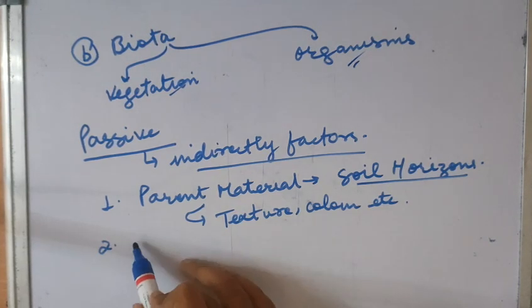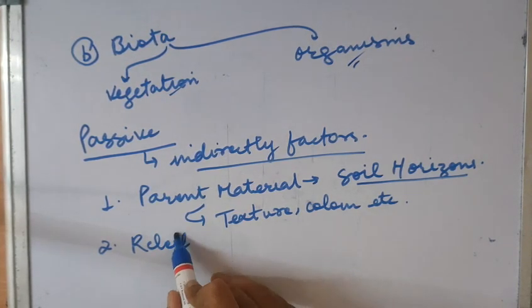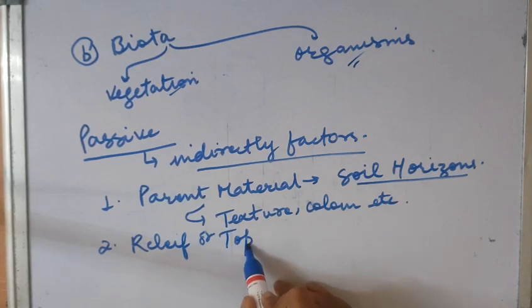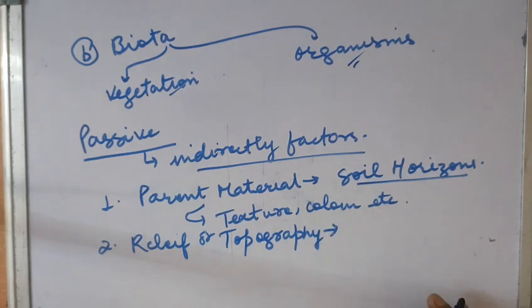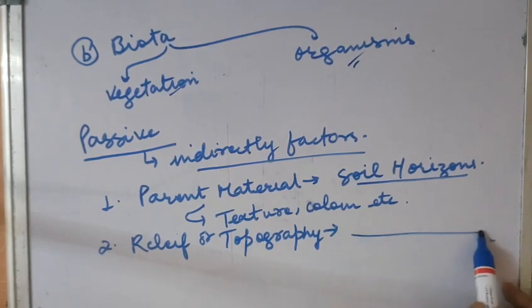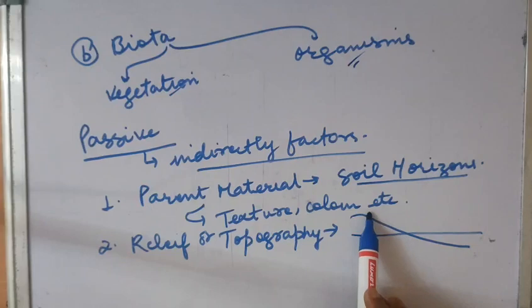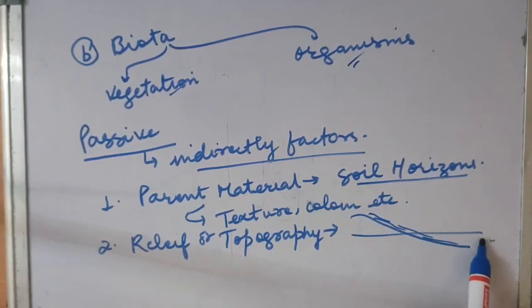The next factor is relief or topography. It is the elevation or configuration of the land surface. What type of land surface is it? Suppose we have got a plain land surface, so the process of soil formation will be there. If we have got an elevated surface like this, the processes will be different. The eroded material will deposit here, and the good soils will accumulate here. So this is how relief or topography affects.